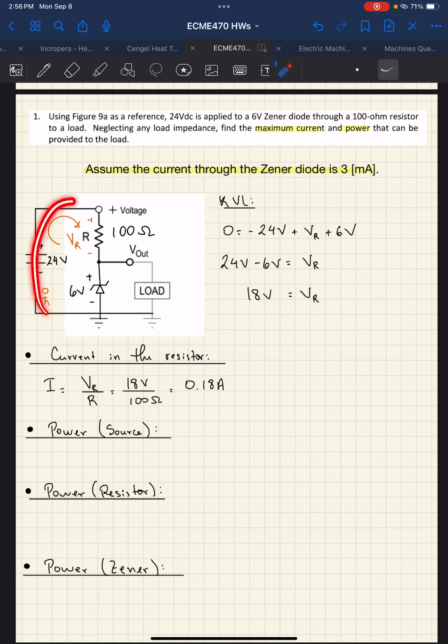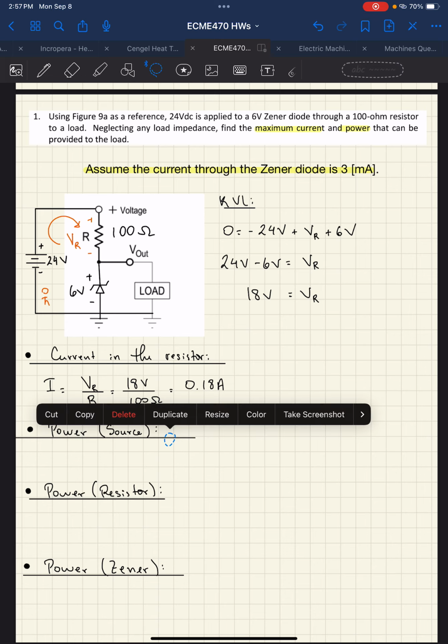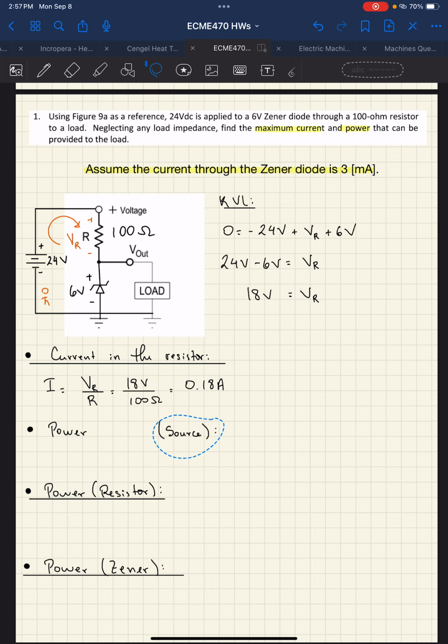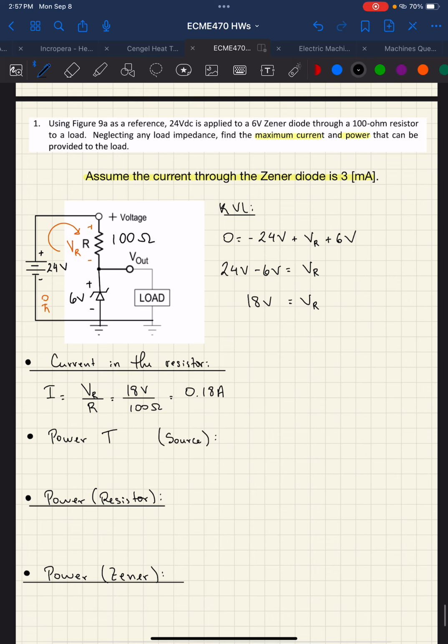Now this is a series circuit, right? So the current in this resistor is the same as coming out of the source. So now what we're going to do is calculate the total power from the source. I wanted to add something here. Let's call it P total source.